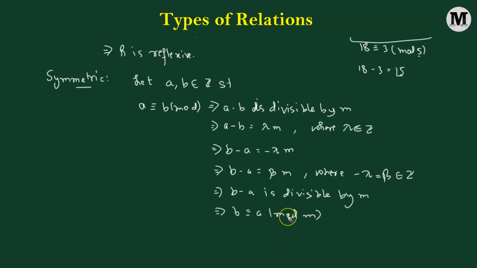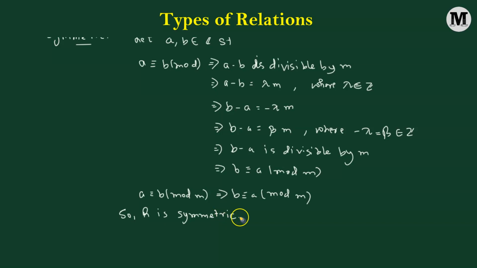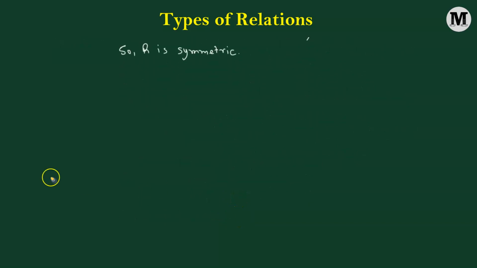Fine. So what we have shown here: we started out by considering that a is congruent to b modulo m, and we were able to show that b is also congruent to a modulo m. So this simply means that our relation R is symmetric as well. So this is symmetric under congruence modulo m. Fine. And then finally we're going to check for transitivity. So let's check for transitivity.